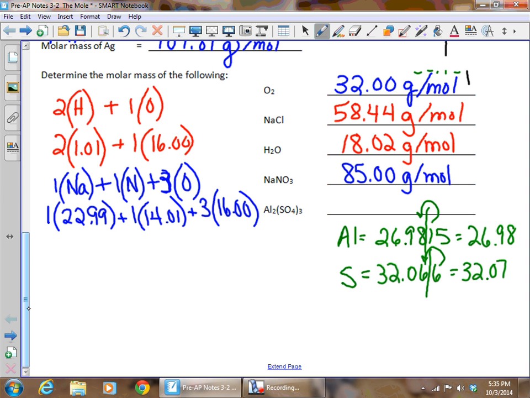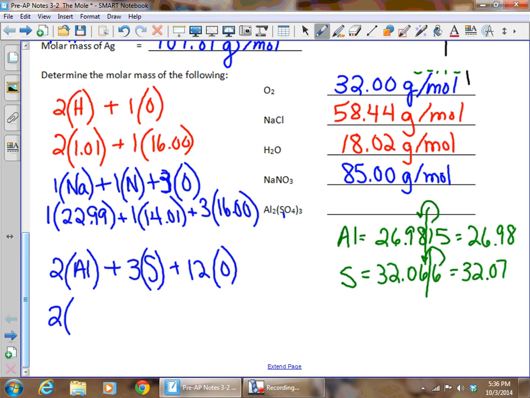So when we show the work for finding the molar mass of aluminum sulfate, we see that we need 2 aluminums plus 3 sulfurs. Remember, if there's no number after the element, it's an understood 1. And then once we multiply it by the 3 outside the parentheses, that's going to tell us that we have 3 sulfurs. And 3 times 4, we have 12 oxygens. Make sure you're multiplying by outside those parentheses.